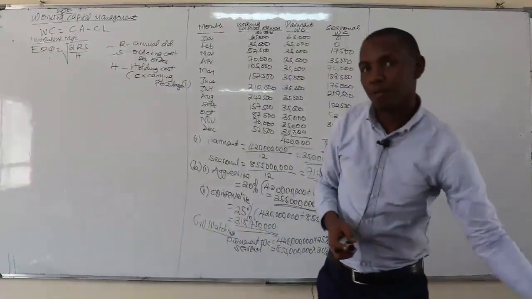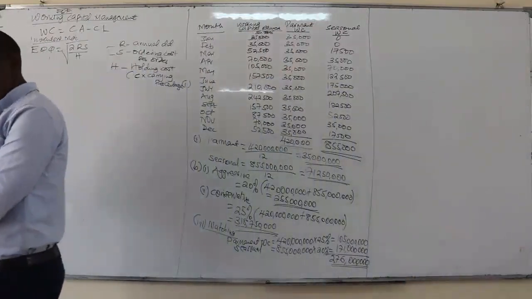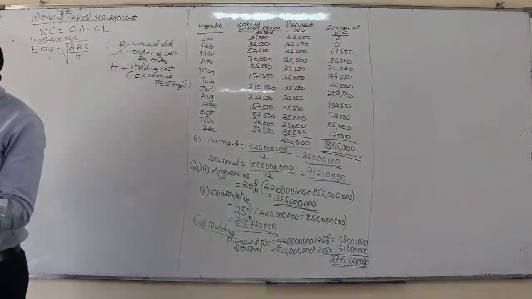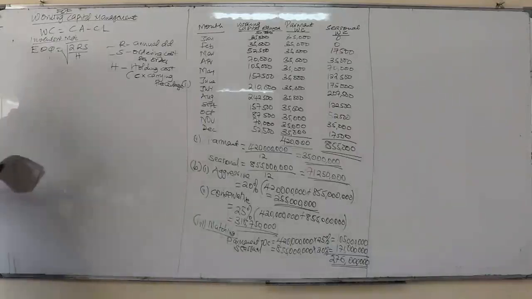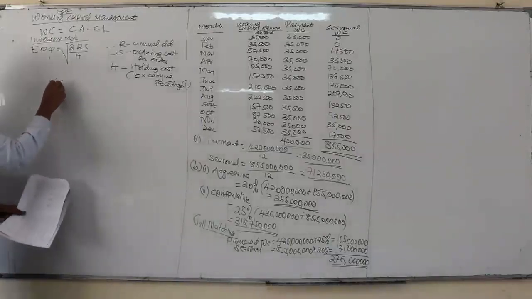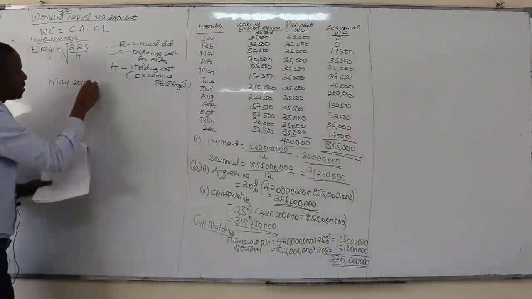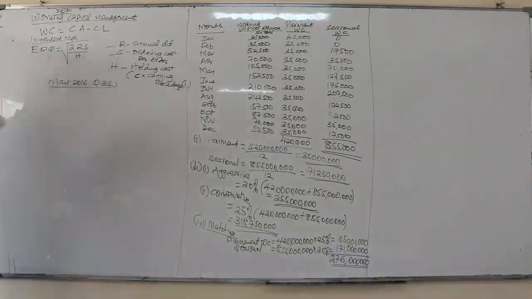From your past paper, try an example on the same. That is May 2016, question number 3C, not 3B, May 2016 question 3C.